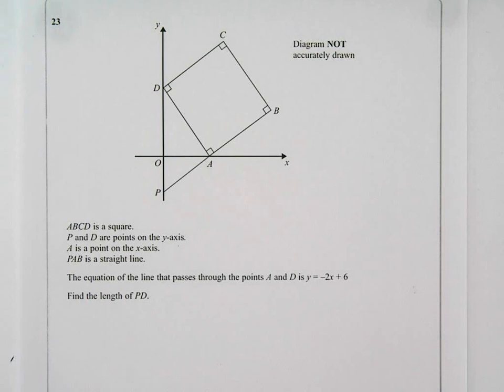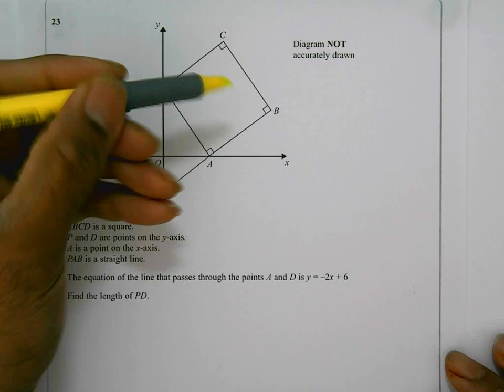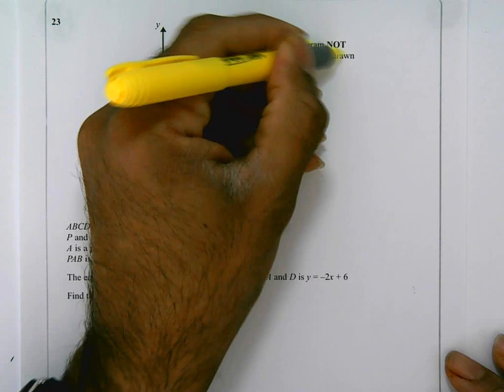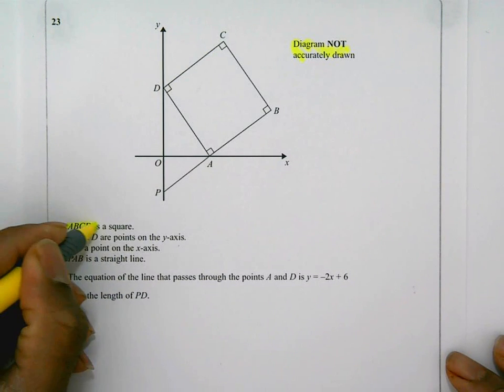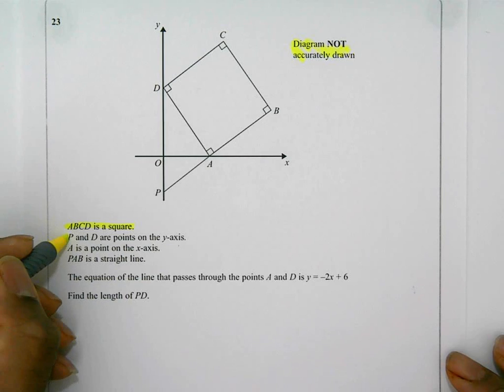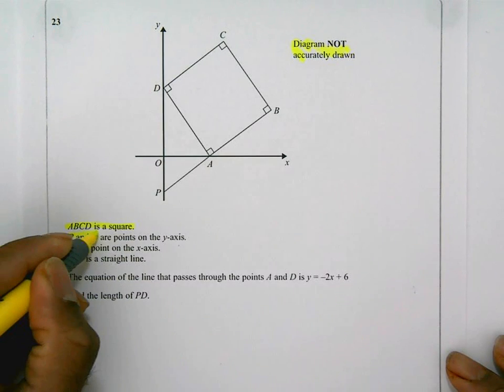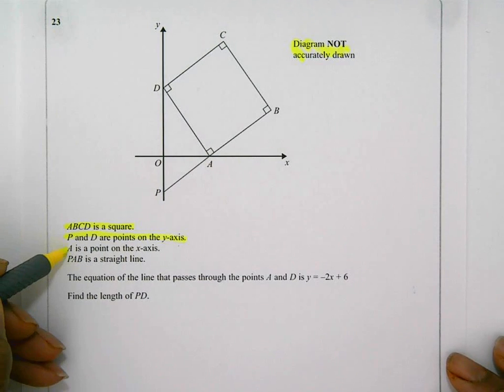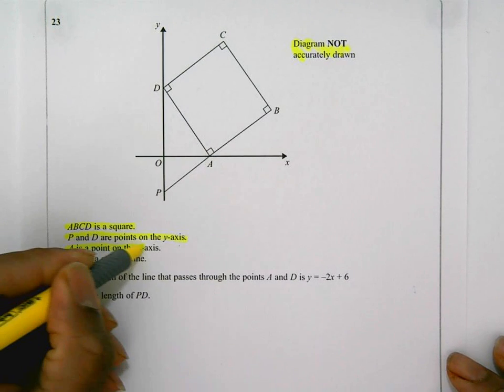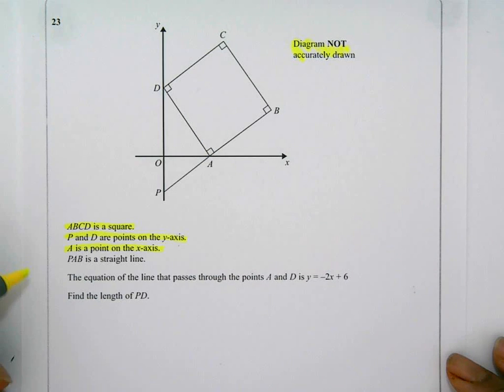This is question 23 on the higher non-calculator paper. There's a diagram here and it indicates that it's not drawn accurately. The shape ABCD is a square. P and D are points on the y-axis. A is a point on the x-axis. So there's A on the x-axis.